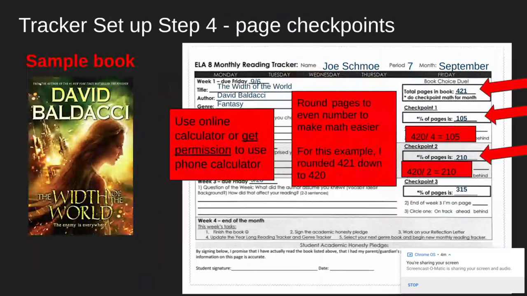For checkpoint 2, that would be halfway through your book. So I have taken my total pages. Again, I've rounded down to 420 to make my math easier. And I have divided 420 by 2. That gets me 210. So I've written that in for checkpoint 2. Go ahead and pause the video and figure out your halfway point and write that in.